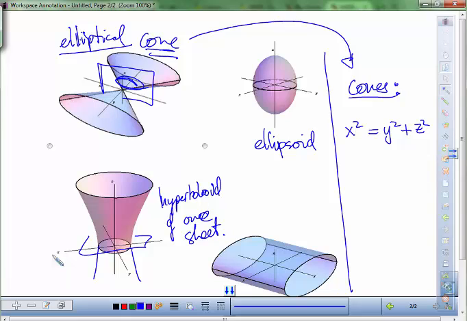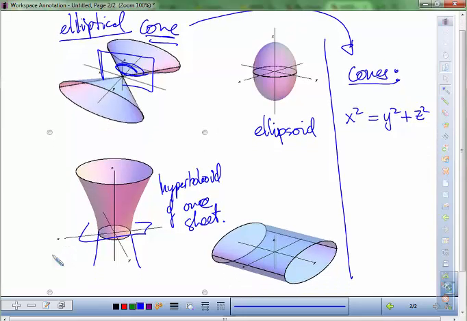Okay, so if you look at those power generators, nuclear power plants and stuff, you should think of hyperboloids from now on. And then the last one, we've seen this one before. This is another cylinder, elliptic cylinder. Okay.